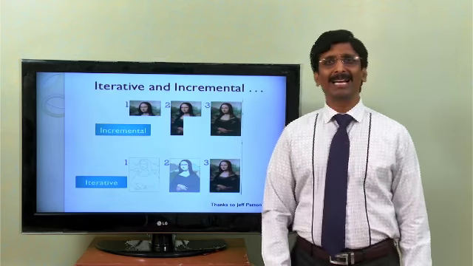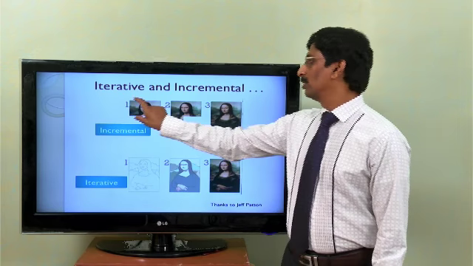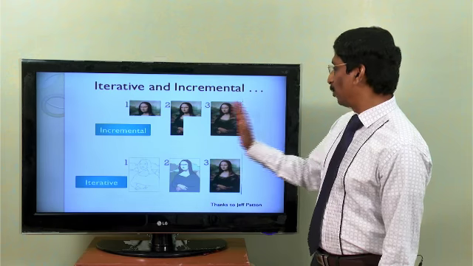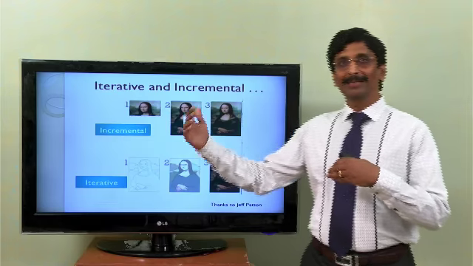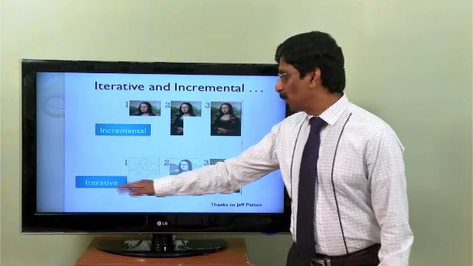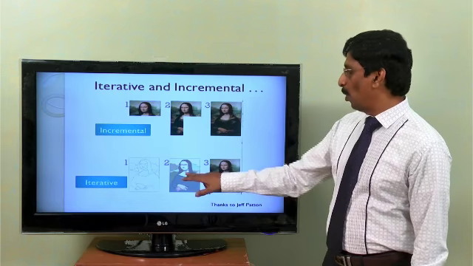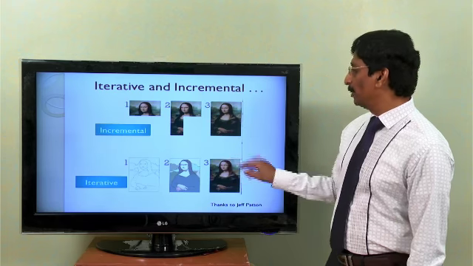Now let's look at what is this iterative and incremental. This is a nice simple example given by Jeff Patton. Let's take the example of drawing a Mona Lisa picture. In the incremental approach, draw first one half and then add another quarter and then another quarter, piece by piece, building the product over a period of time, one by one. That is the incremental approach. In the iterative approach, first draw the outline, the sketch, and improve this a bit more, bring it to the middle level and then perfect it still further and come up with a perfect picture.